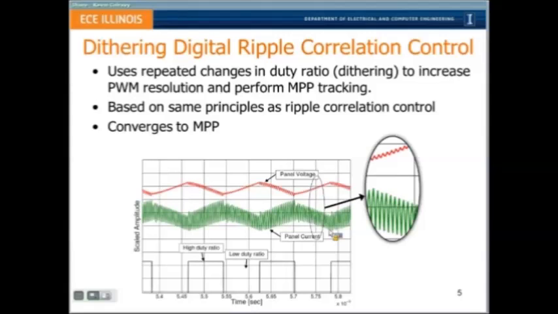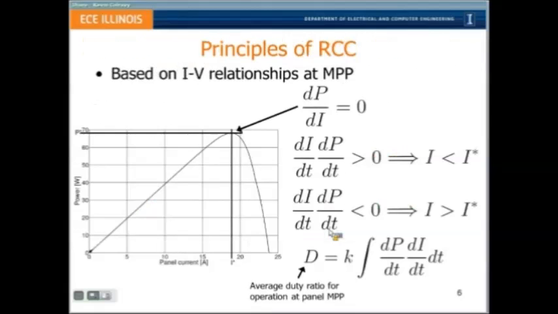So using this approach, we can basically implement ripple correlation control on an average basis and achieve some of the same benefits that ripple correlation control gives us. So basically, what is ripple correlation control? It's probably pretty fuzzy at this time. Basically, it's a very interesting approach based on the IP characteristics of the panel at the maximum power point.